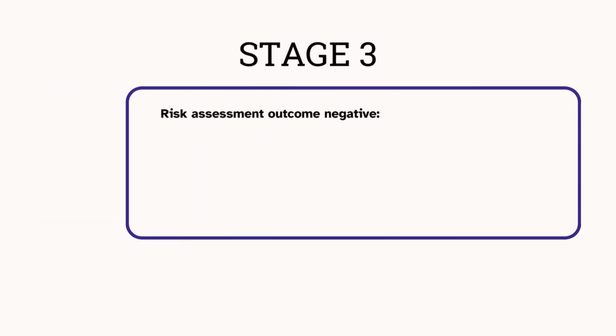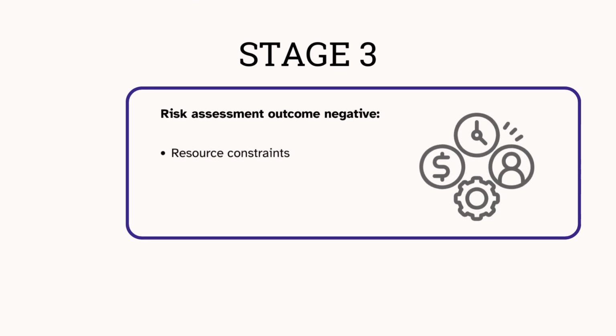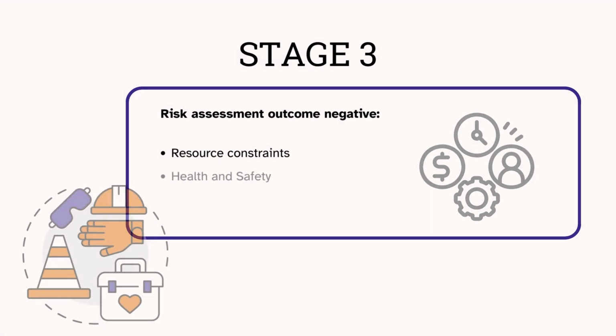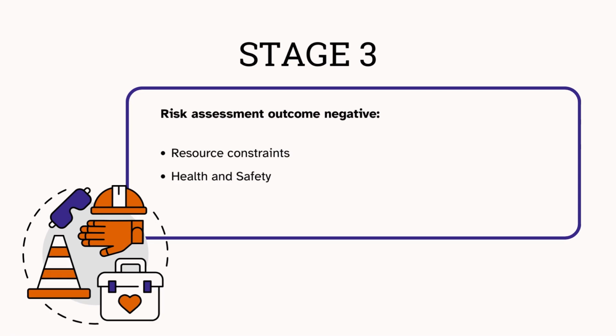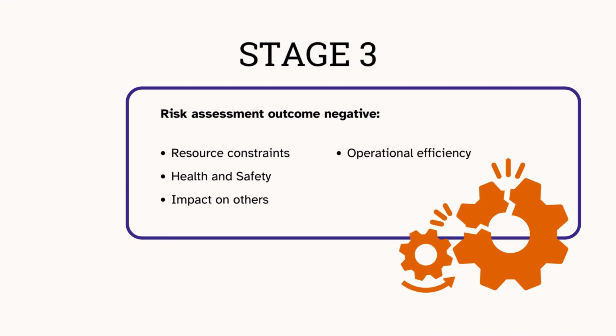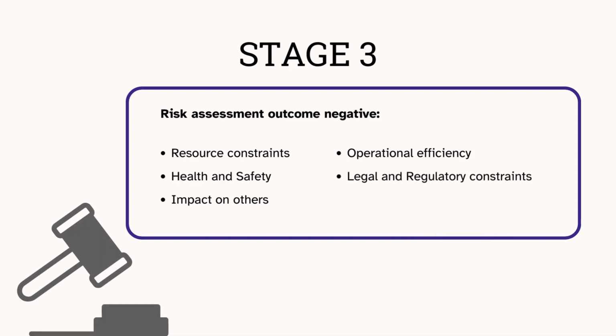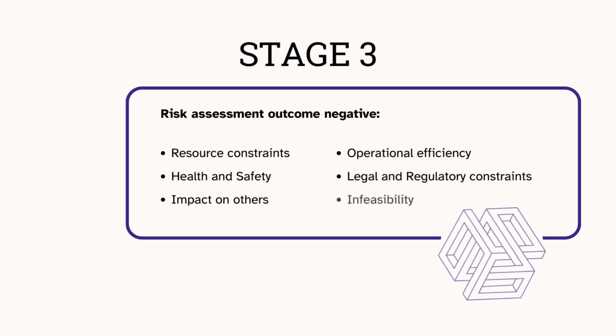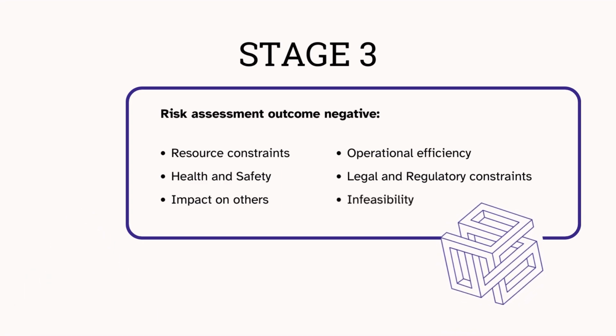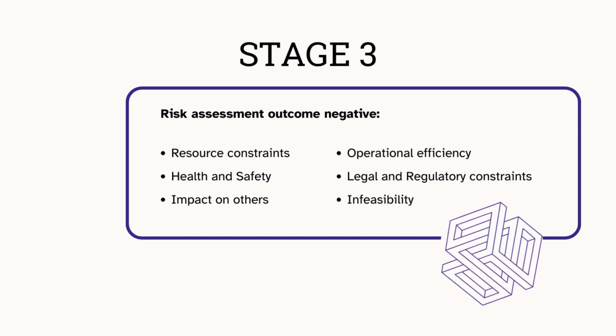This could be due to several different factors. For example, if the organisation is operating with limited resources and the adjustments would require significant time, effort, or financial investment. If the adjustments could potentially compromise health and safety or have a negative impact on other volunteers, staff, or the people the organisation serves. If the adjustments would significantly disrupt the organisation's operations or hinder the achievement of its mission. If legal or regulatory constraints prevent the organisation from making the adjustments. If the adjustments are simply infeasible due to the nature of the work or the specific circumstances of the organisation.